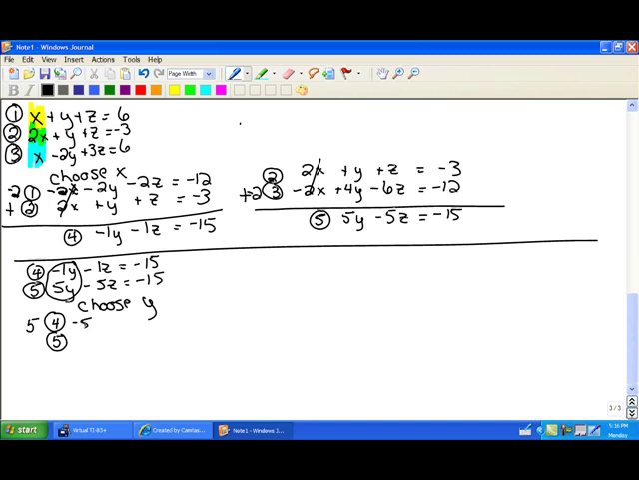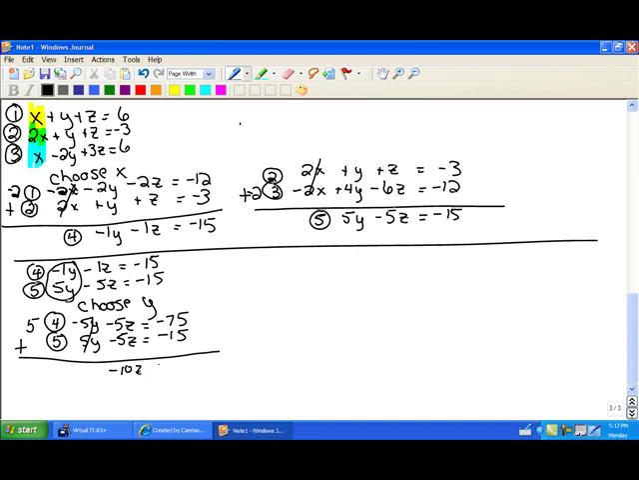That's going to give me a negative 5y minus 5z equals negative 75. Combining that with 5y minus 5z equaling negative 15, adding those together, my y's eliminate.